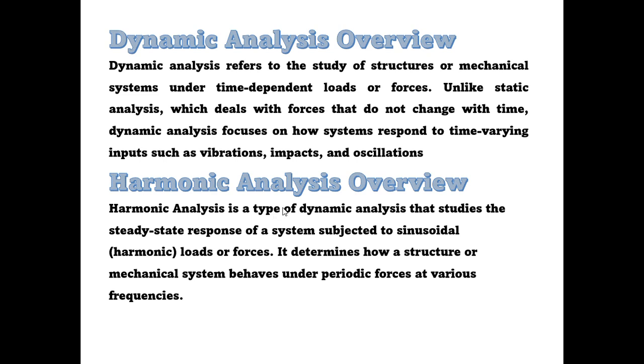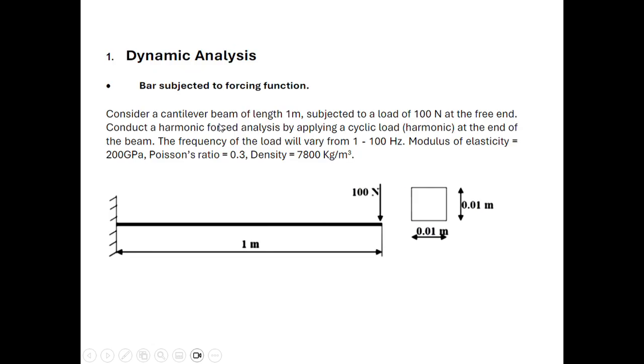So let's get into the problem. The problem is: bar subjected to forcing function. Consider a cantilever beam of length 1 meter subjected to a load of 100 Newton at the free end. Conduct a harmonic force analysis by applying a cyclic load at the end of the beam. The frequency of the load will vary from 1 to 100 Hz, modulus of elasticity 200 GPa, Poisson ratio 0.3, density 7800 kg per meter cube. So this is the cantilever beam. At the end it is subjected to a load of 100 Newton.